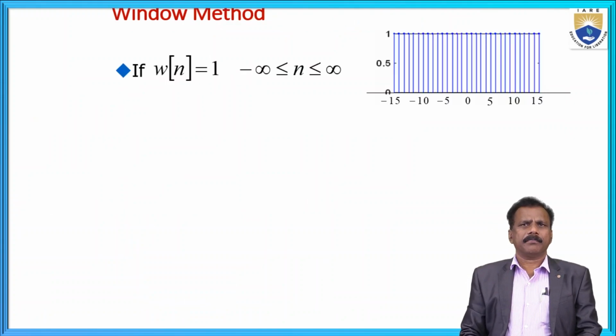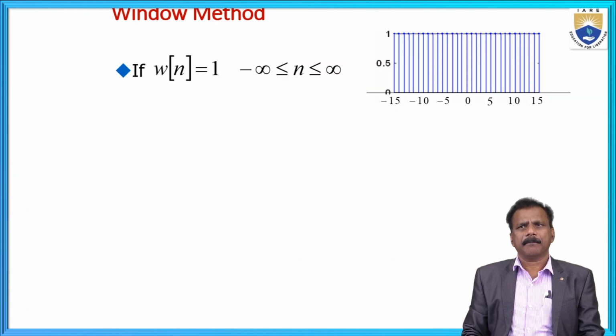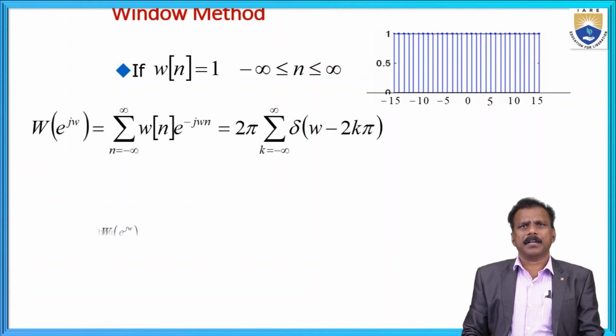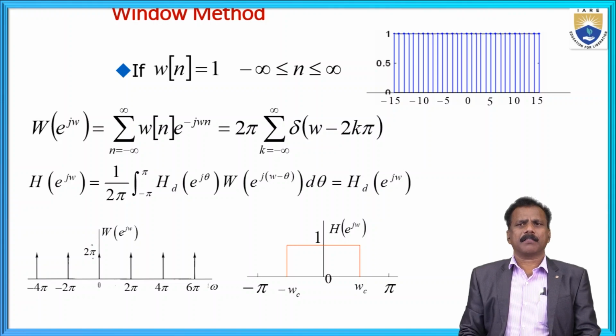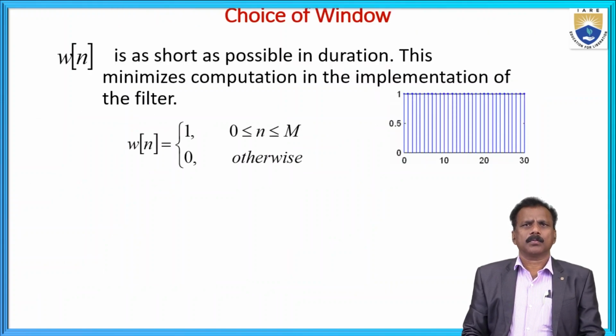Now, if w of n is equal to 1 for minus infinity less than or equal to n less than or equal to infinity, that window will be displayed like this with the help of this mathematical notation. And I will try to analyze that graphically. So now, come to the choice of the window.